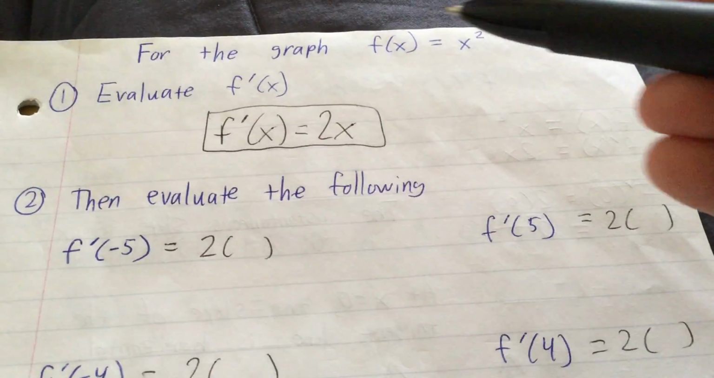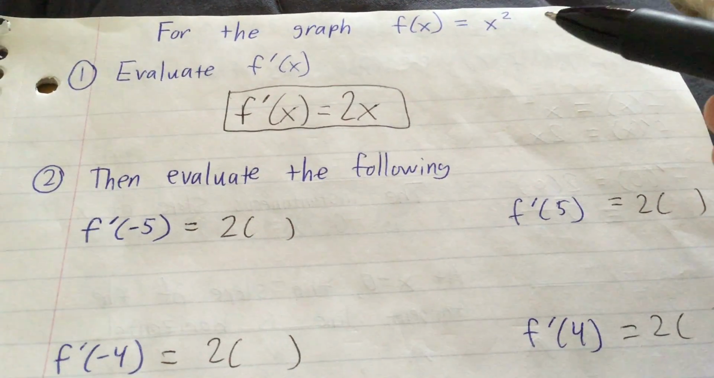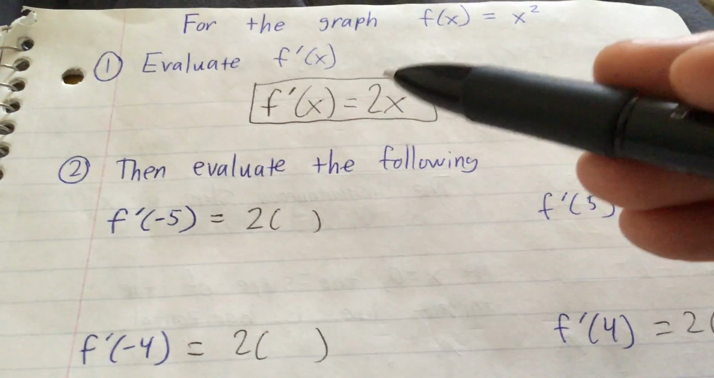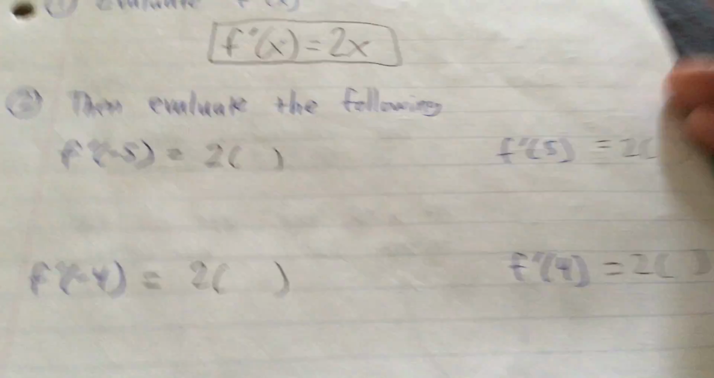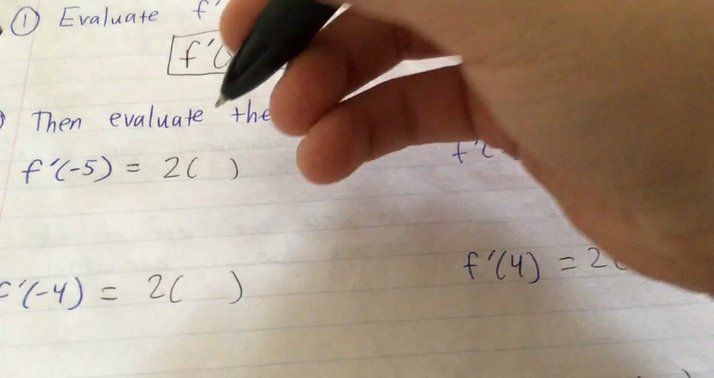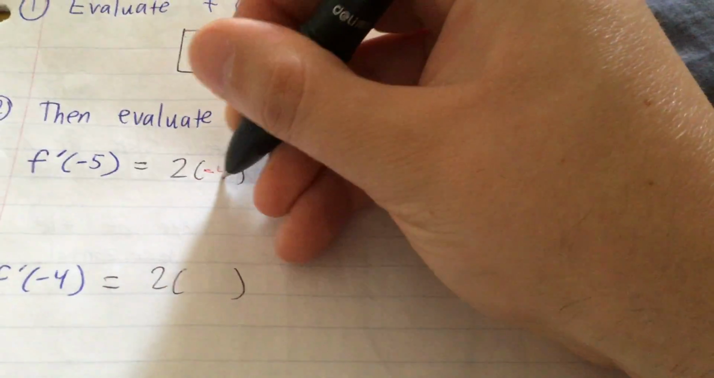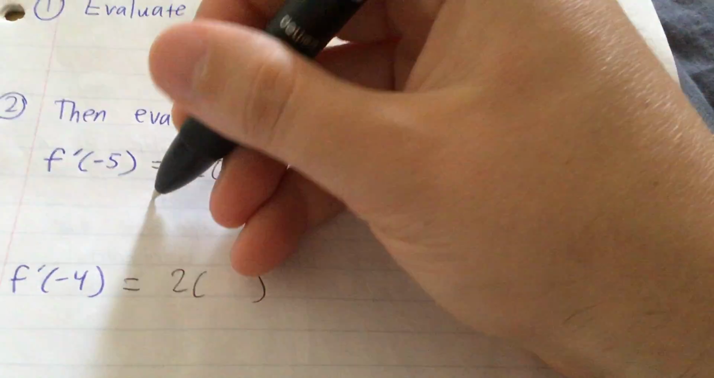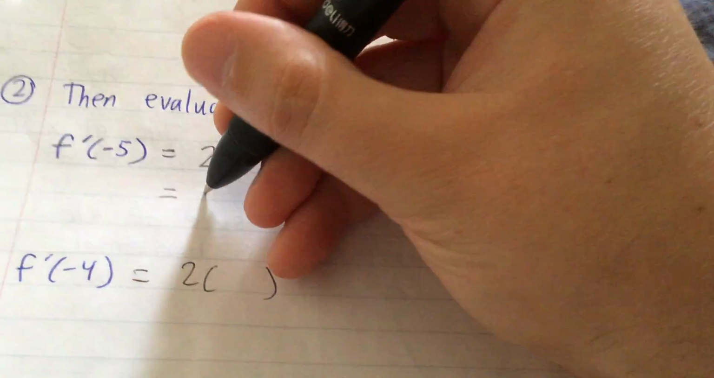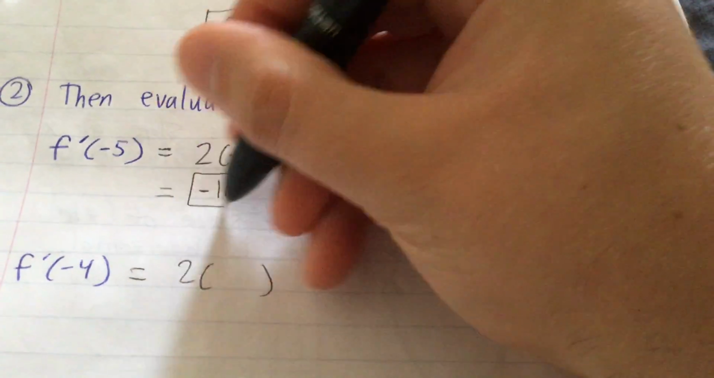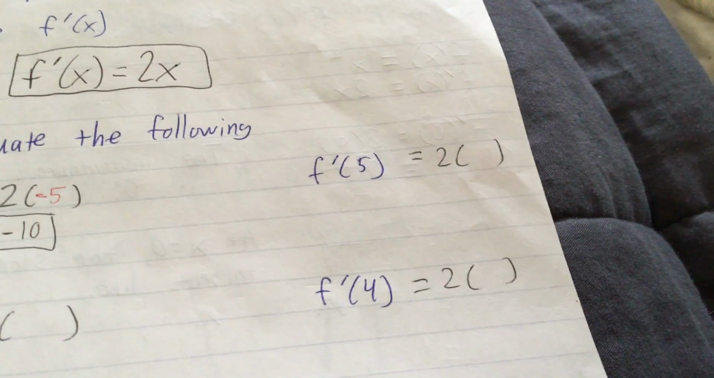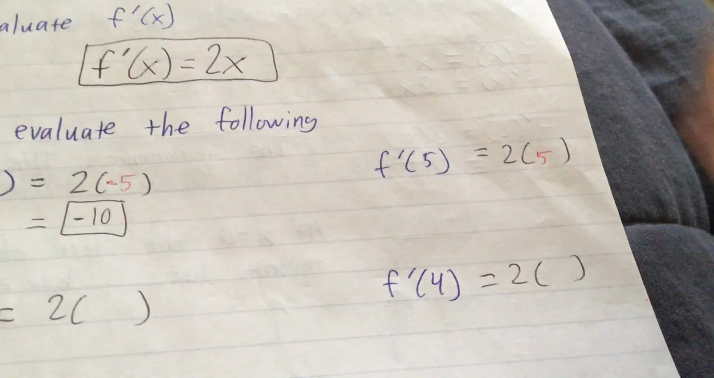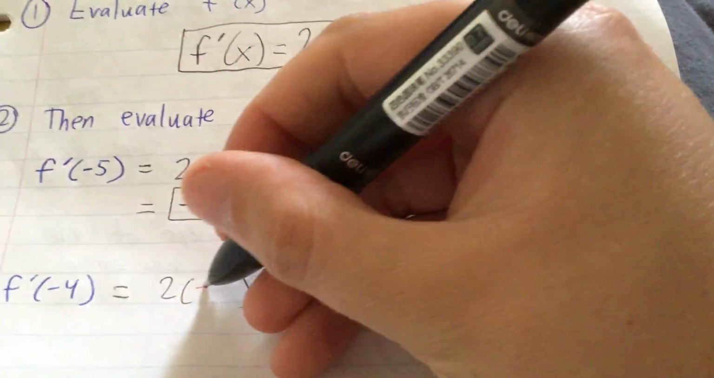So without further ado, if you have the graph f of x is equal to x squared, you've got f prime of x. f prime of x is done by the power rule. We get 2x. So if I want to figure out the slope at x equals negative 5, we do 2x, but we plug in x equals negative 5. So the slope at x equals negative 5 is negative 10. And the slope at x equals 5 would be 2 times 5, which would be positive 10.